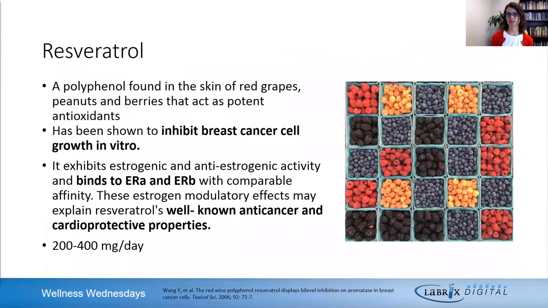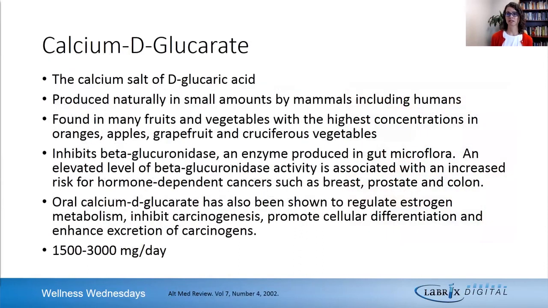Resveratrol, everybody's favorite, is found in the skin of red grapes as well as peanuts and berries. It's the reason that wine is considered a potent antioxidant. It's because of the resveratrol that's found in the grape skins. It's been shown in vitro to inhibit breast cancer cell growth. It has estrogenic and anti-estrogenic activity as it binds to the receptor sites and helps to serve, again, as a competitive inhibitor. It also has very well-known anti-cancer and cardioprotective properties.